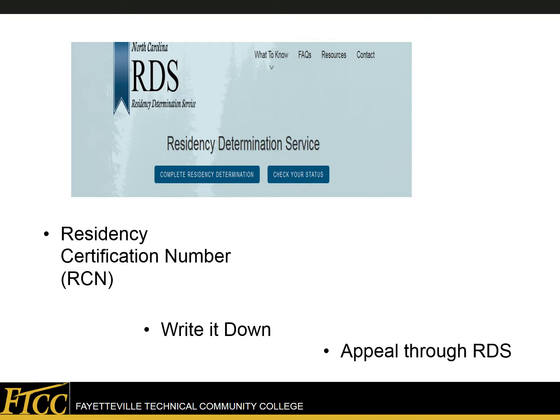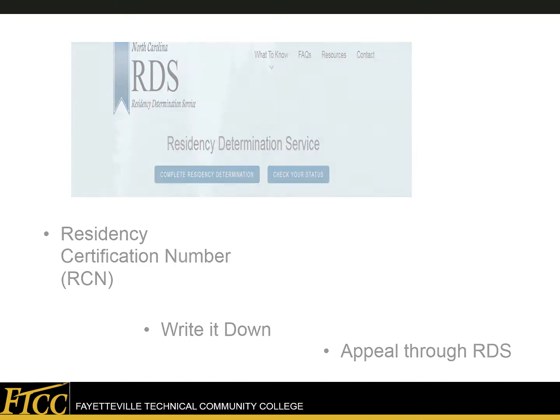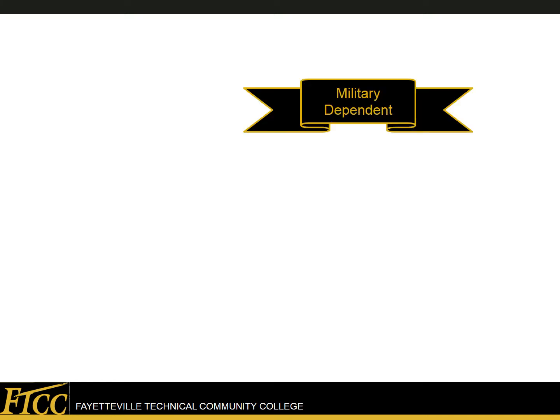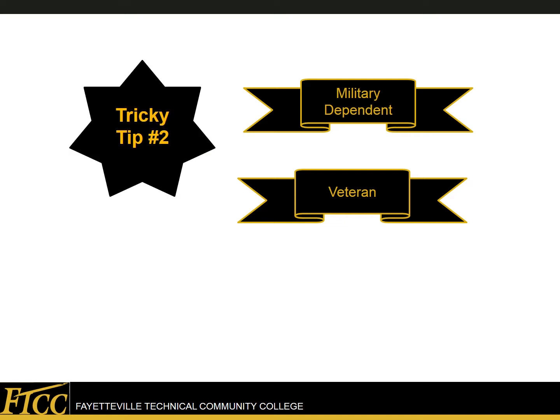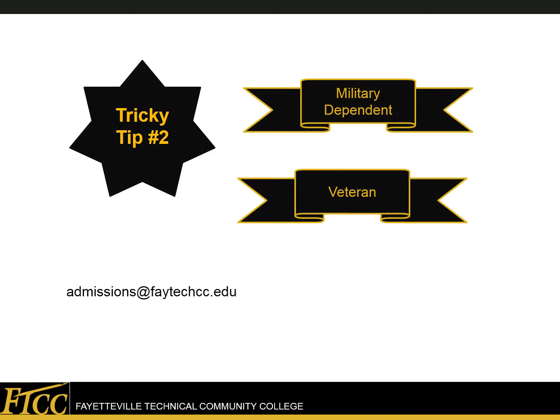If you are classified as an out-of-state student and you appeal, it is your responsibility to tell us at FTCC that your classification has changed. No one at FTCC can take an appeal or change the residency determination set by RDS. If you are a military dependent or veteran and RDS says that you are out of state, please visit us in the Tony Rand Student Center, Room 3, or email admissions@fayettecc.edu. We have forms for you to fill out that may qualify you to receive in-state tuition rates.